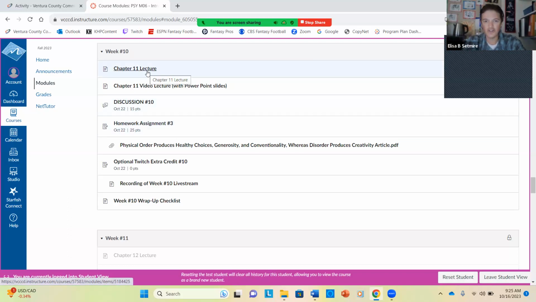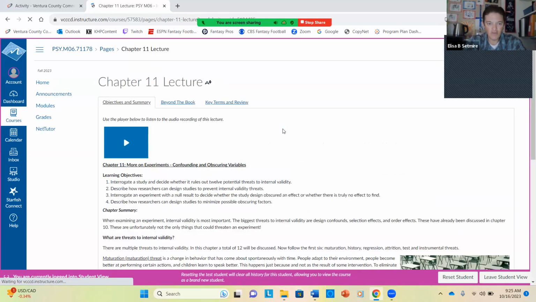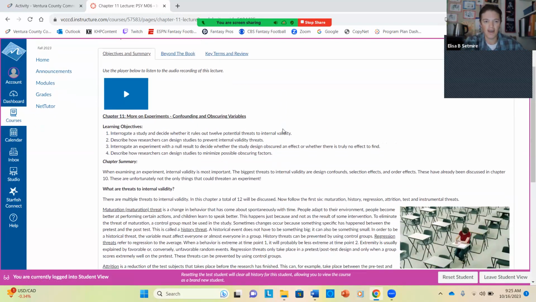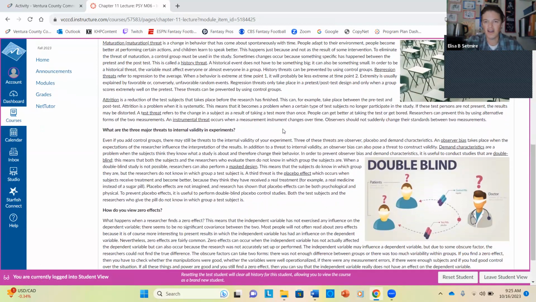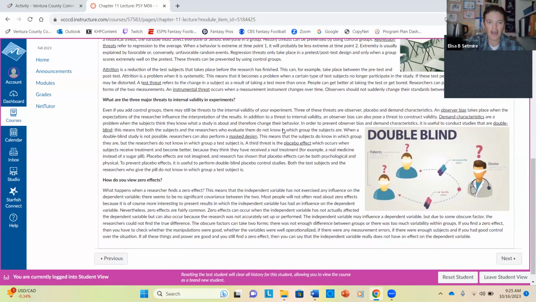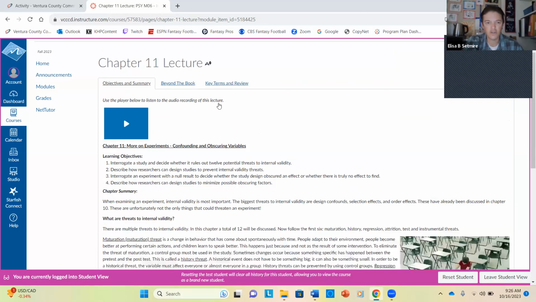But as always, you're going to want to do 3 things: read chapter 11 in the textbook, read through the lecture, and then watch the lecture video, as always. So this week, if we look at chapter 11, we're looking a little bit more at experiments. We introduced the idea of experiments last week. Now we're talking about confounding and obscuring variables. Threats to internal validity are a big topic of this week. How do we view zero effects and so on?